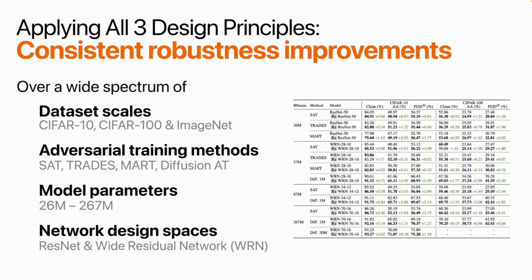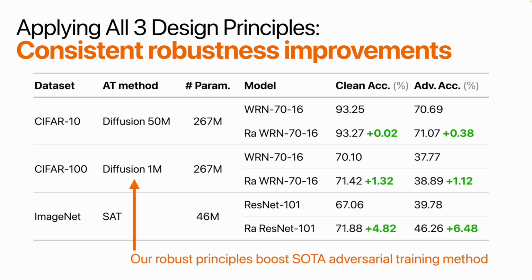Our 3 design principles generalize across a wide spectrum of dataset scales, adversarial training methods, model parameters, and network design spaces, providing consistent and notable adversarial accuracy improvements. In particular, our RaWideResNet-70-16 achieves 71.01 accuracy, which is the top on RobustBench. On ImageNet, we show a significant improvement over ResNet-101.